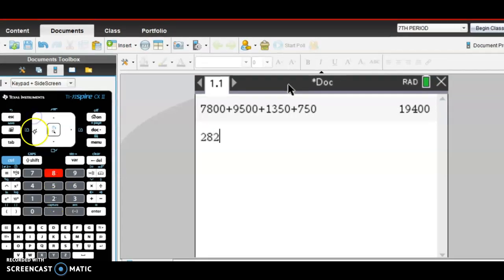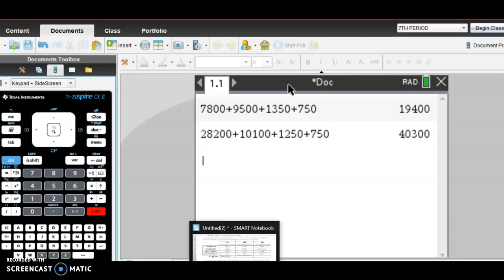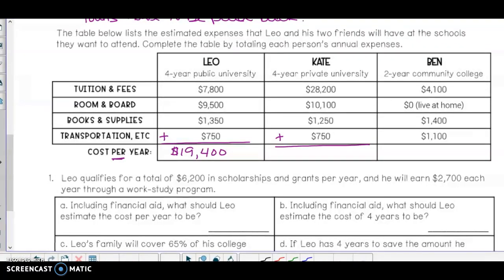Kate is going to be $28,200, so much more expensive at a private university. And then room and board is $10,100, $1,250 for books and supplies, and $750 for transportation. That's not going to matter as far as where you go to school, public or private. So hers is quite a bit more at a private university, $40,300 for 1 year.